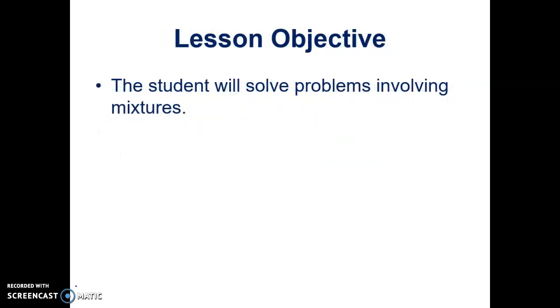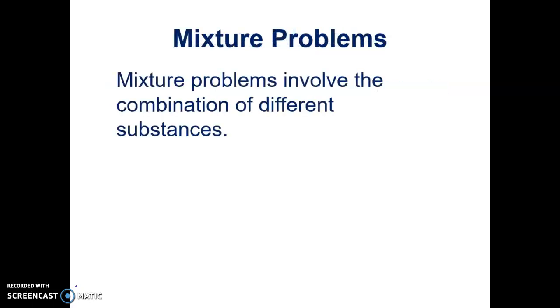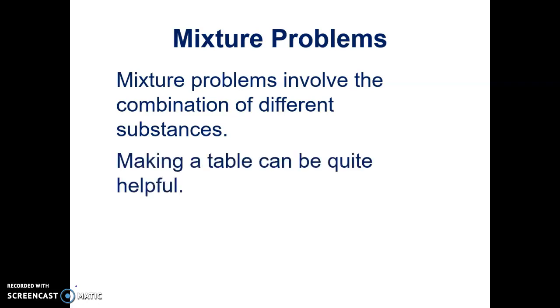Our lesson objective for today is this: you, the student, will solve problems involving mixtures. Now, mixture problems can be difficult because they involve the combination of different substances. Think about a cereal, for example, like Lucky Charms. You've got the cereal piece mixed with the marshmallow piece, or Raisin Bran. You've got the flakes mixed with the raisins. So cereals are a good mental picture for what we're looking at when we're looking at mixtures, because they involve the combination of different substances.